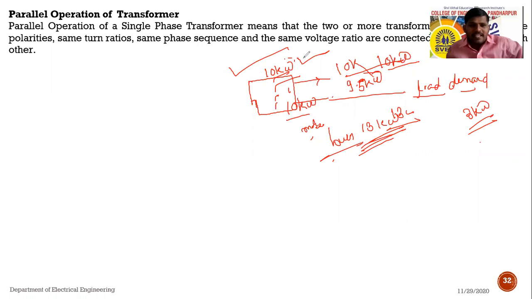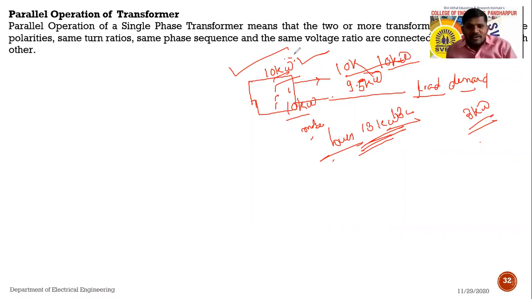Kai will load increase kela tacha capacity peksha tar. What happen? What happen if the load increases beyond its capacity? Winding damage. That means there is burning of the transformer, burning of winding, that means damage of transformer. Now see how this condition will be managed.